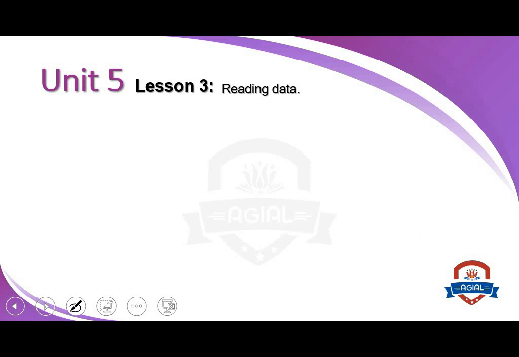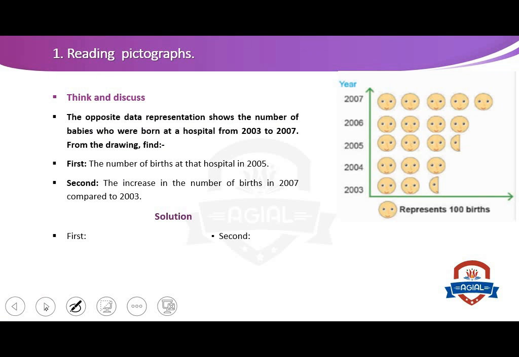Today we are going to start with Lesson 3 in Unit 5, Reading Data. So we are going to learn how to read data. So let's start with this pictograph. The opposite data representation shows the number of babies who were born at a hospital from 2003 to 2007. In this representation, the key of the pictograph is each smile or each face represents 100 births. So let's look at the first question.